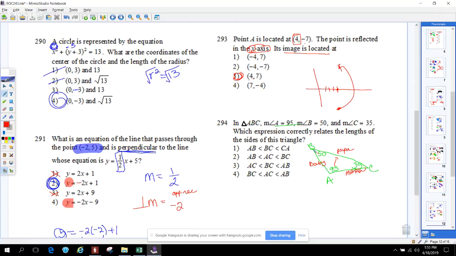So AB is the smallest. So that means I know it can't be choice 3 or choice 4. Then I've got my mama bear is AC. So it's got to be choice 2. I know it makes no sense putting the 3 little bears, but it will help you do these problems if you think of it like that.